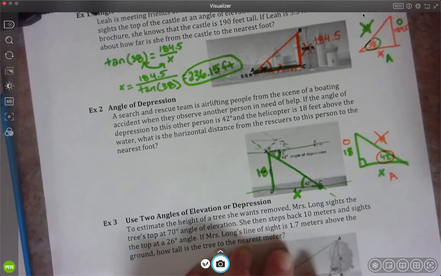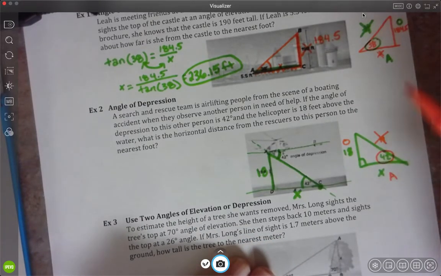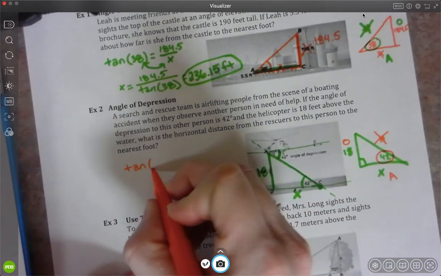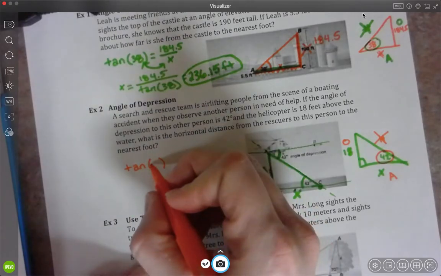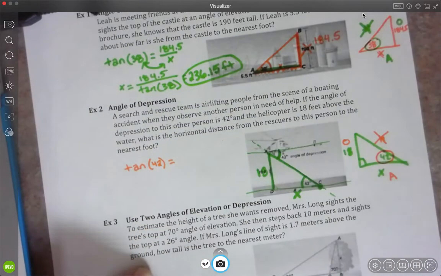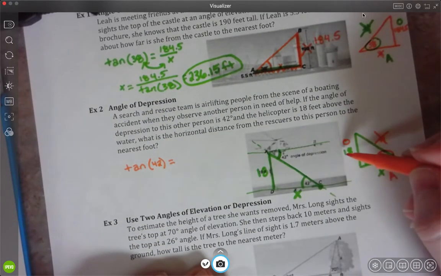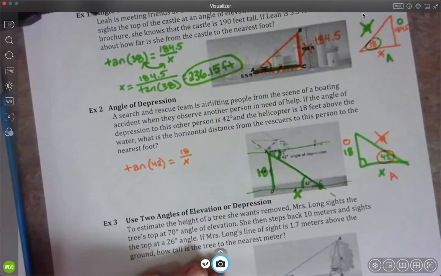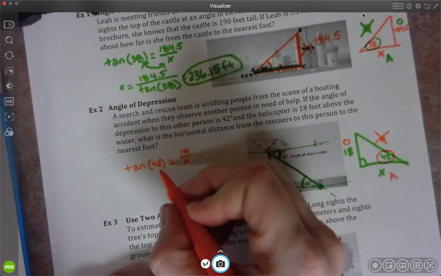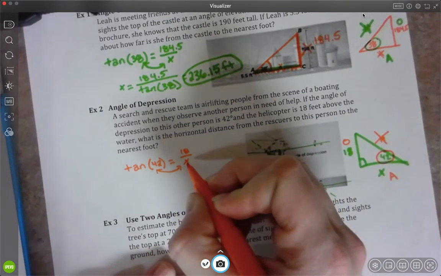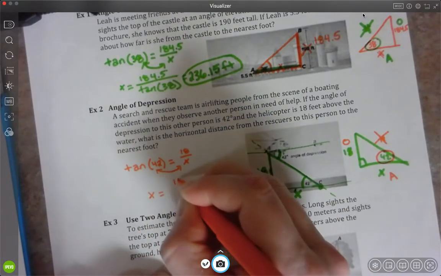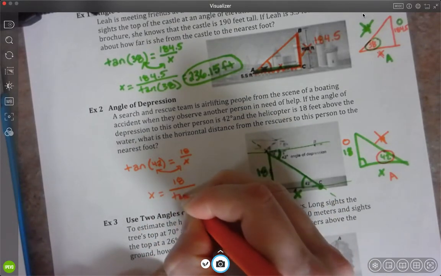Okay, so I think we're going to end up with the same trig function as what we had up above. Opposite, adjacent, we're going to need to use tangent. So 42 degrees is what's going to go inside of the tangent function. And then I need opposite over adjacent, which is 18 over x. Same thing as before, I'm going to swap these two around because the x is on the bottom. So x is 18 divided by tangent of 42.